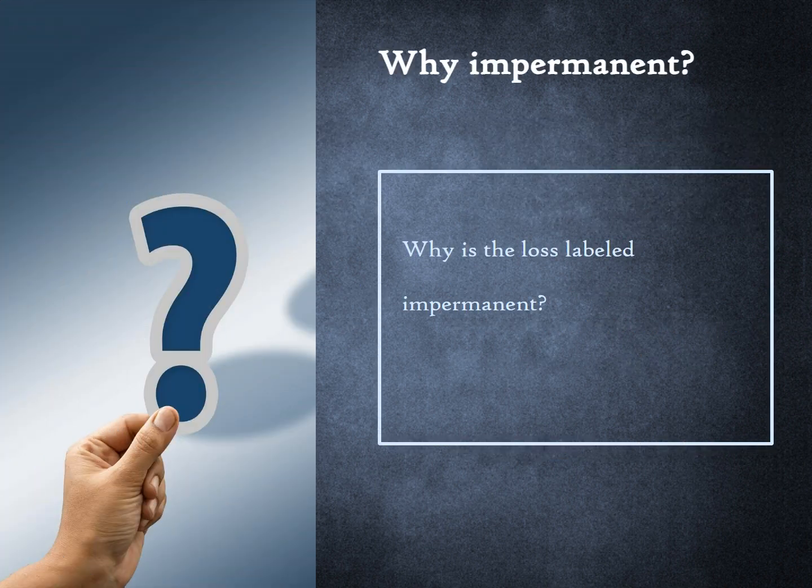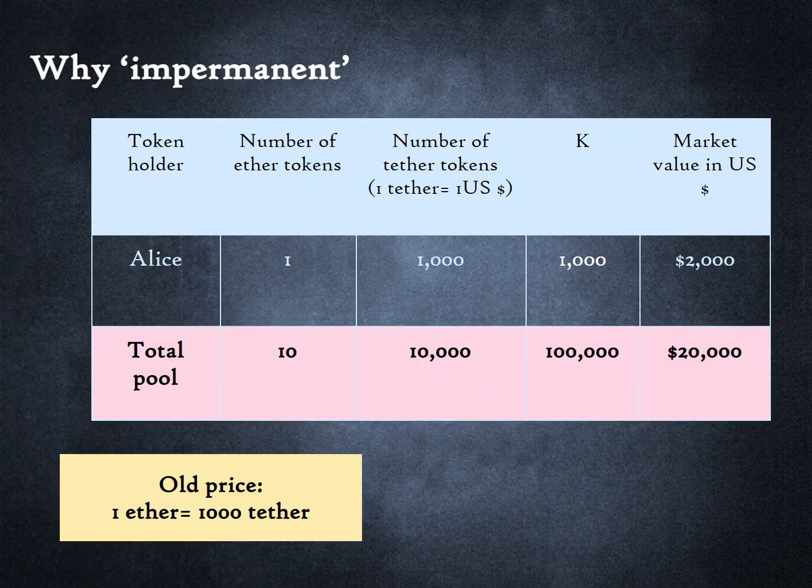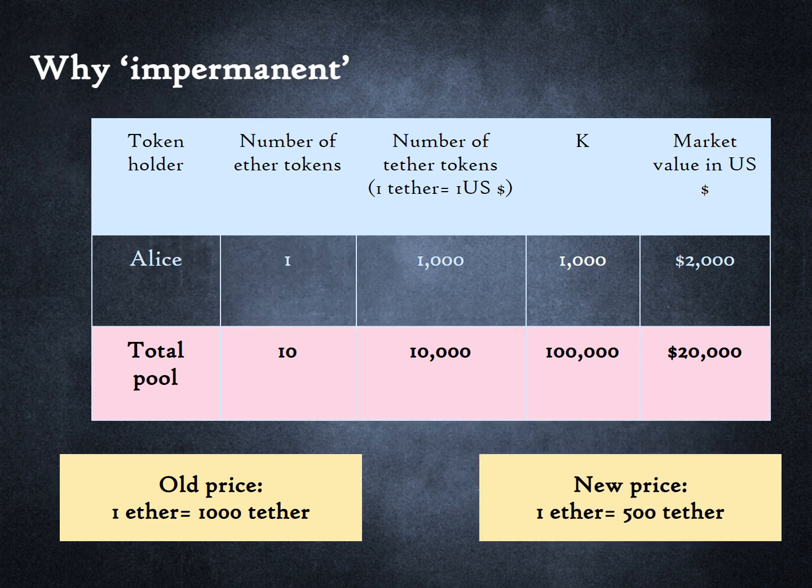Why is the loss labeled impermanent? Next, we will answer this question. To answer this question, we will go back to the starting point. What if Ether's price had depreciated instead of appreciated? Assume that the market price of 1 Ether fell from 1,000 to 500 Tether tokens. Next, we will see what occurs.